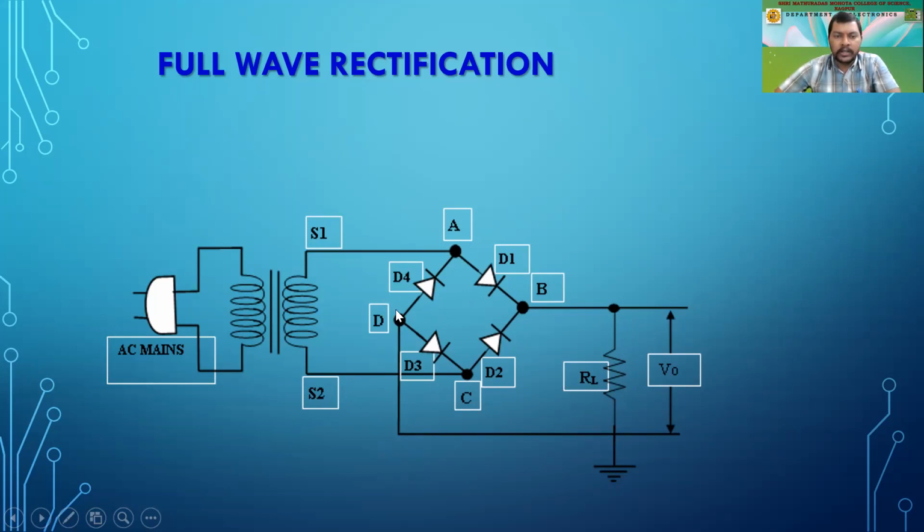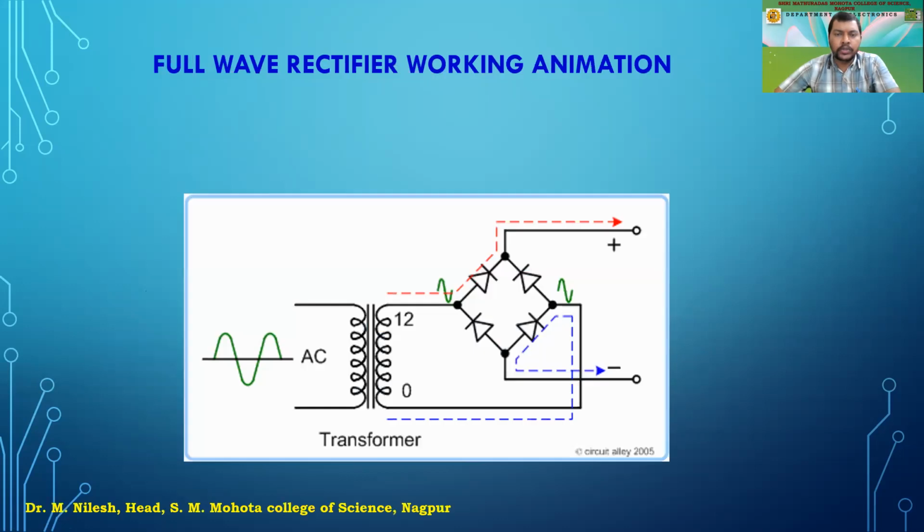Here the advantage is that we don't require a center tap transformer, right? How it works is shown in this animation. This animation should give you a clear idea of how the current flows. During the positive half cycle, D1 and D3 are forward biased and conduct, whereas D4 and D2 are reverse biased. During that reverse bias condition, they are not working.